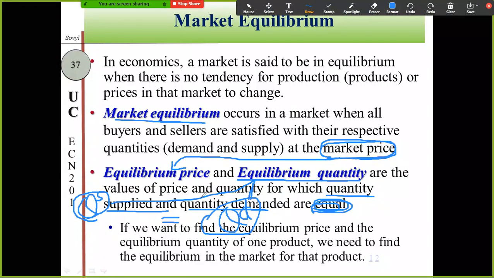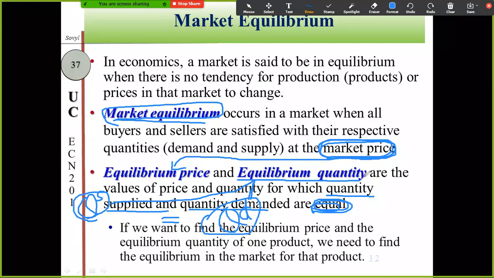Okay, so in the previous video, we studied supply and demand, but we studied demand on one side and supply on the other side. We did not put them together, but now we put them together. When we put them together, we can find market equilibrium. When we get market equilibrium, we know that the price that makes quantity supply equal to quantity demand is the equilibrium price. The quantity supplied that equals quantity demanded, these two quantities we call the equilibrium quantity.